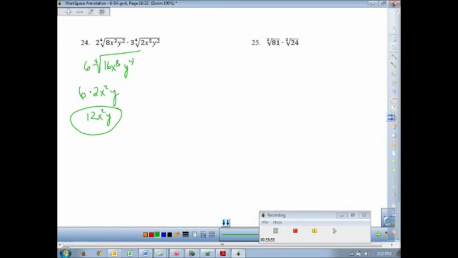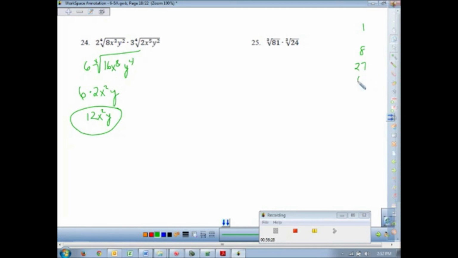25. I would not want to multiply those two cube roots together without a calculator. I don't want to take 81 times 24, even though I could write it out. I don't want to do that. Why don't we try to simplify each one of them separately first and get some smaller numbers out of that? So 81. Is 81 a perfect cube? So we need to check it out. 1, 8, 27. Sure that 81 is not a perfect cube?